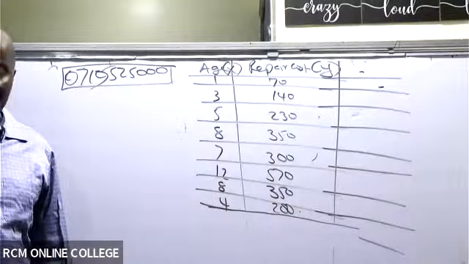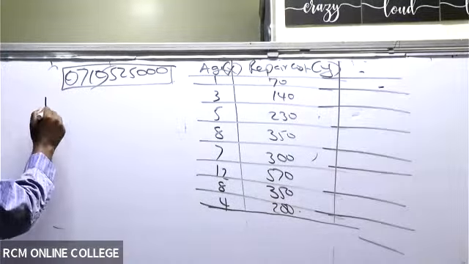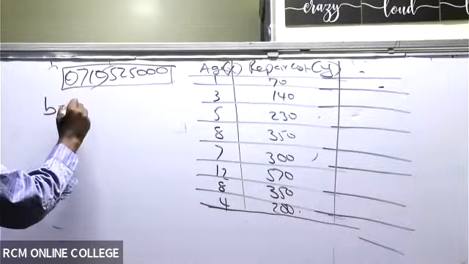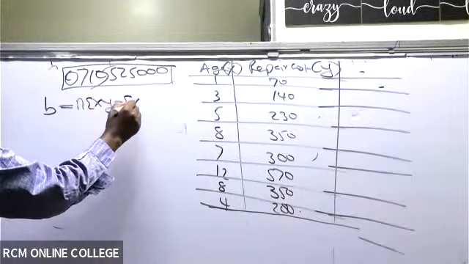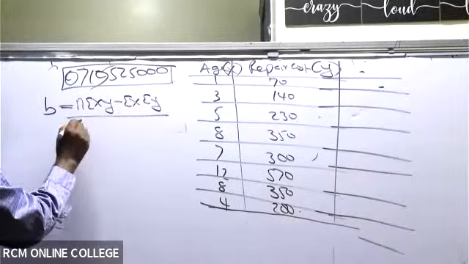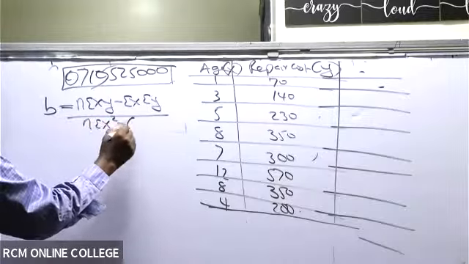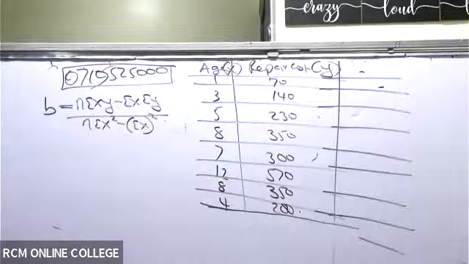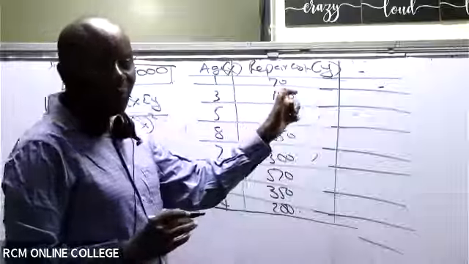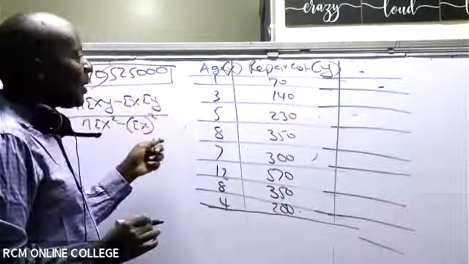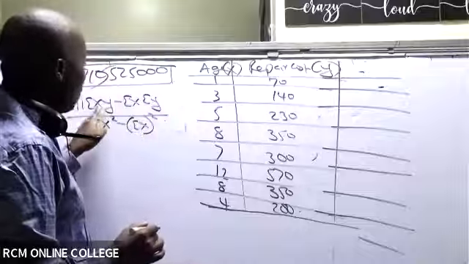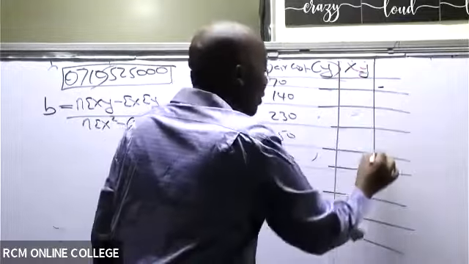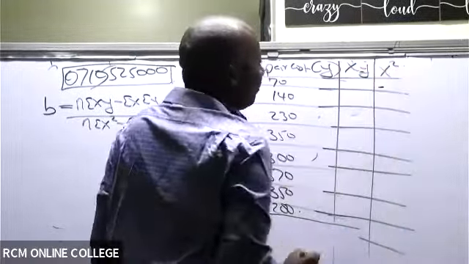So remember, what are we doing? We want to get the value of B. To get the value of the gradient, because they have asked us to give them the regression equation, to get B we normally take n sum of xy minus sum of x sum of y, all over n sum of x squared minus bracket sum of x squared. You must cram that formula. So you must introduce two additional columns: a column for xy and a column for x squared.